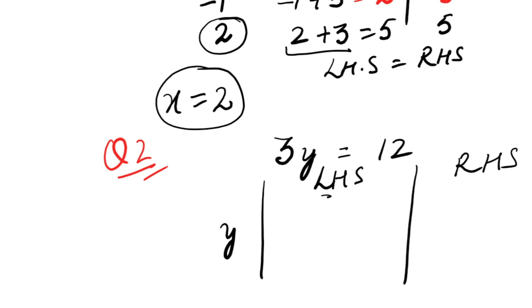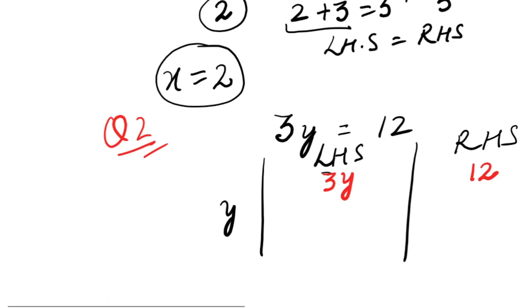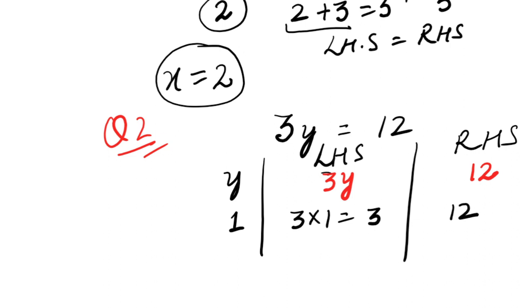On the left hand side, we have 3y. On the right hand side, we have 12. Now again, we will try values of y here. Let us suppose we put 1 here. So 3 ones are 3, which is not equal to 12. So when we fill the value of y as 1, is it equal? No.